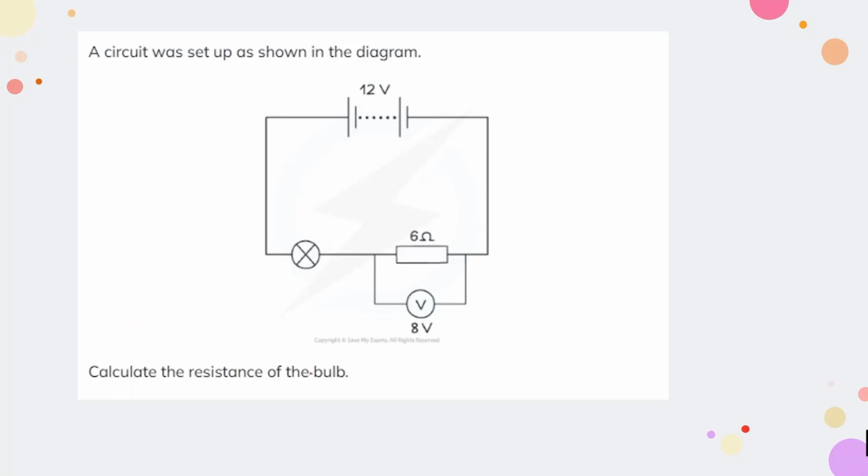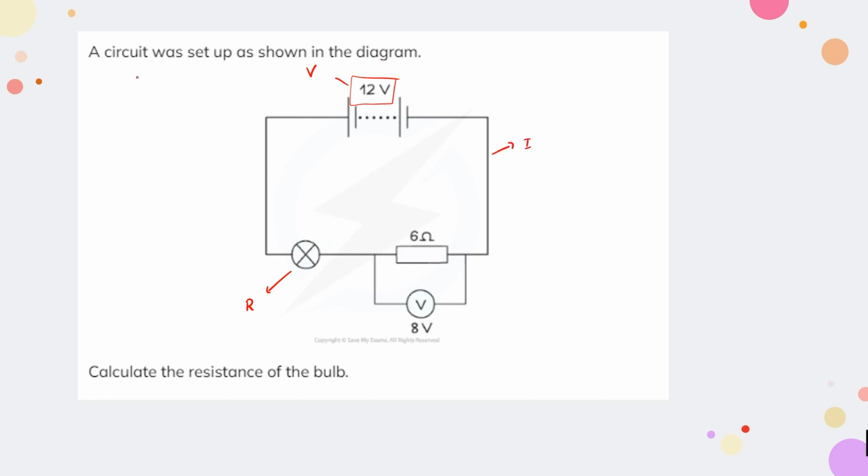Calculate the resistance of the bulb. So first and foremost, what we're going to do is find out what we require for this. Okay, we need to find the resistance, and what we are working with is a battery which runs on voltage, potential difference, and we can also find the current.